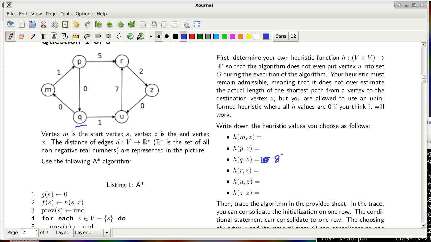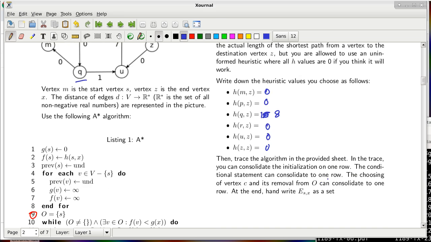But generally speaking, we want to keep our heuristics not overestimating. So are we still doing okay so far with this? Now the next part of the question, now that you have selected the heuristic values, the rest can all be zeros. They don't really have to be anything else. Then you want to trace the algorithm in the provided sheet.